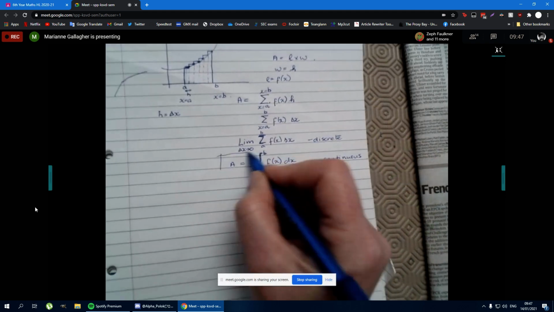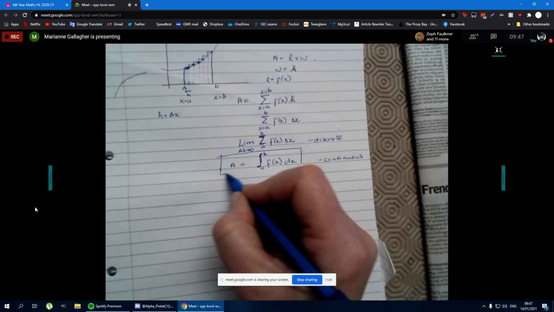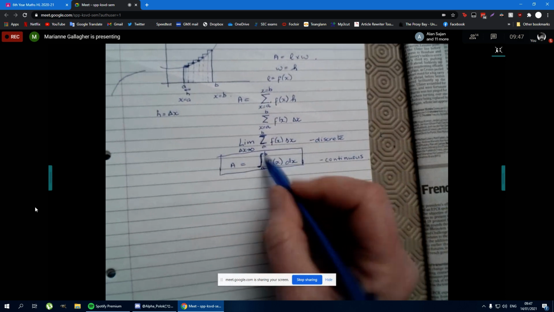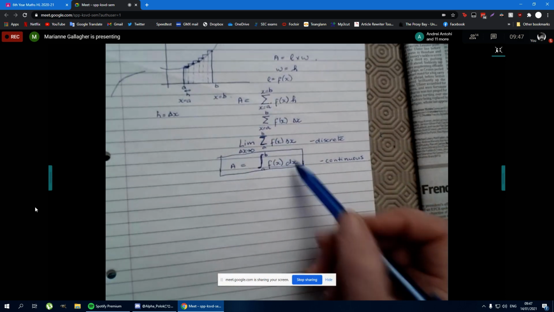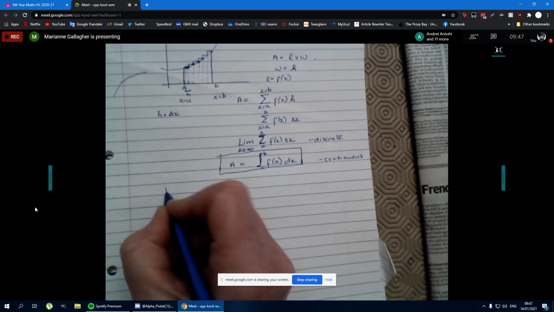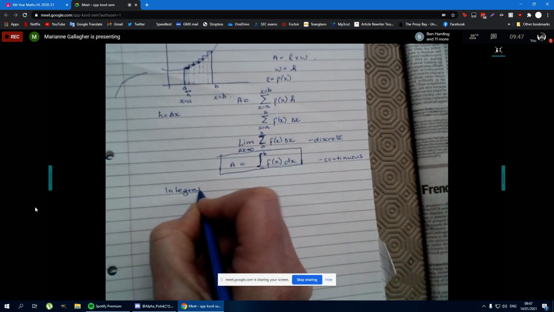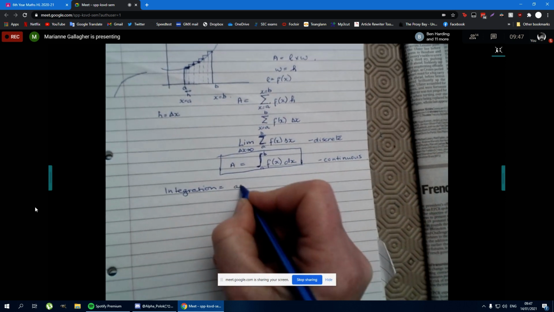Okay, so that's your definition of finding the area under a curve: if you integrate it, your limits are where you start and finish the area, and it's the integral of the actual curve times dx. So the big thing here is integration is equal to area under a curve.